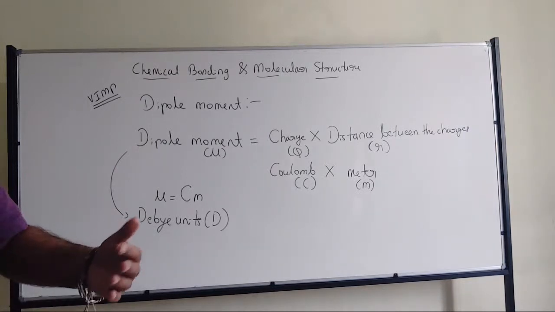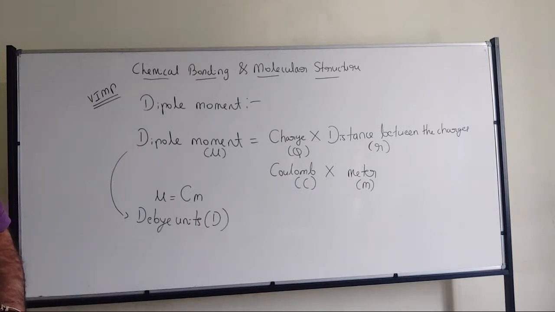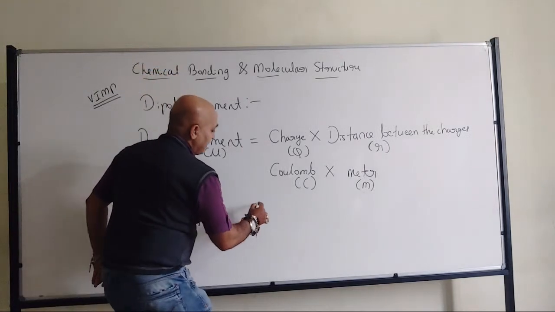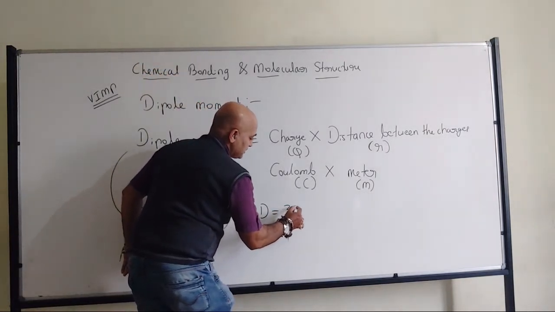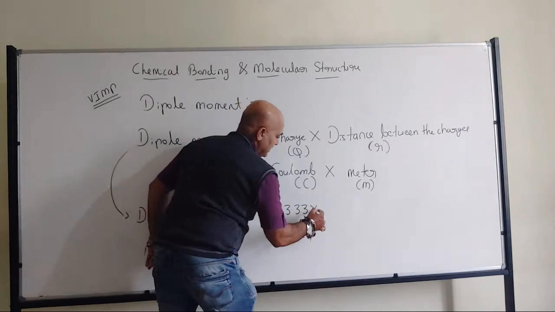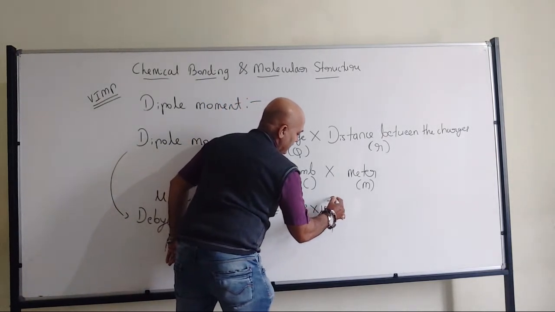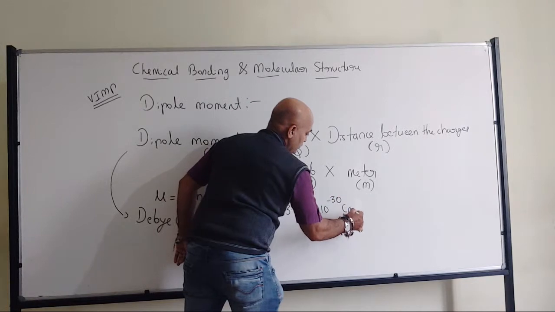Now we have a conversion factor between Debye units and Coulomb meter. So 1 Debye unit is equal to 3.33 into 10 to the power of minus 30 Coulomb meter.